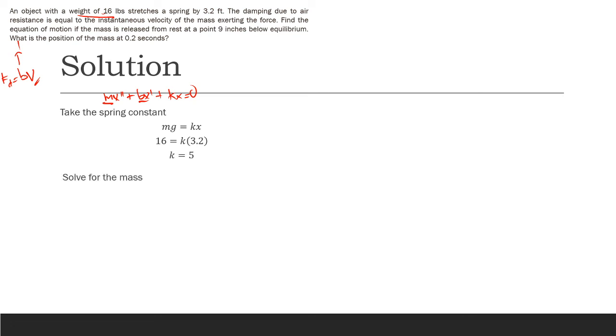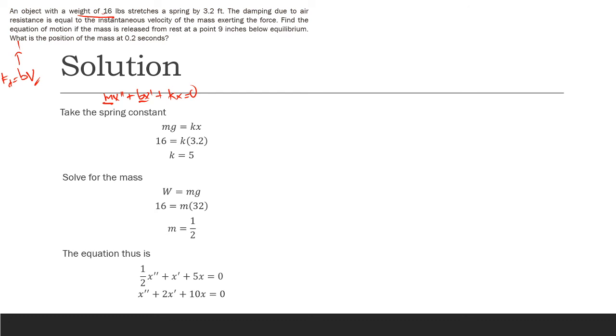Now we can solve for the mass given yung weight natin. W is equal to mg. This is English, so g natin is 32. M natin is 1/2. So kailangan familiar na, no? Kapag sinabing weight, W yan. Kapag sinabing mass, m yan. So we can now substitute this to the equation. We have m natin is 1/2, b natin is 1, and k natin is 5. So simplify natin, we will have x double prime plus 2x prime plus 10x is equal to 0.